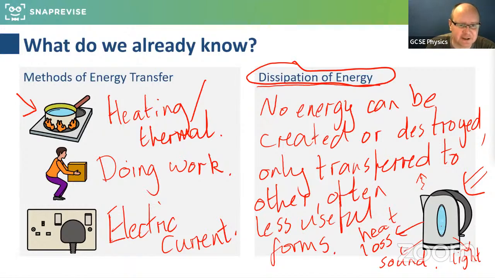So the principle of energy conservation states that no energy can be created or destroyed, only transferred from one form to another. So total energy input into a system is equal to the total energy output from that system. But the energy can be transformed or transferred to multiple different forms. And as we've discovered, some of them are not useful.